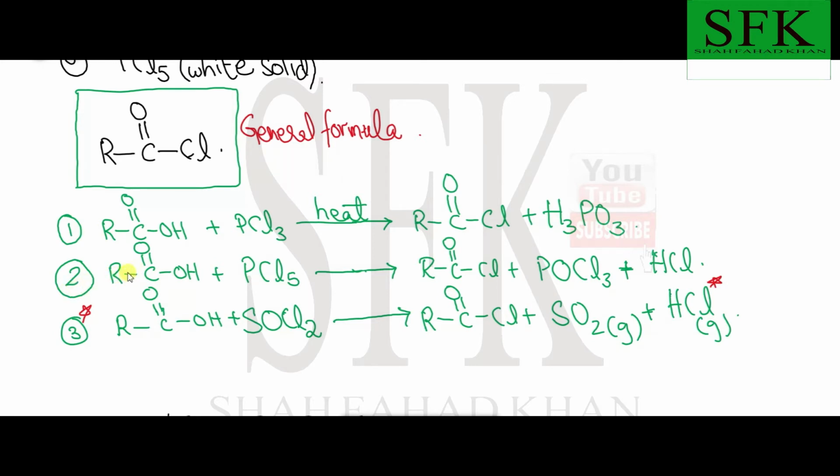Then the second equation over here is the reaction of carboxylic acid with PCl5. We get again the acyl chloride. The number of carbon atoms are the same in the carboxylic acid and the acyl chloride. Just the OH group is being replaced with the Cl. Okay, POCl3, trichlorophosphorus 5 oxide, is given as the byproduct, and HCl is also given as a byproduct.